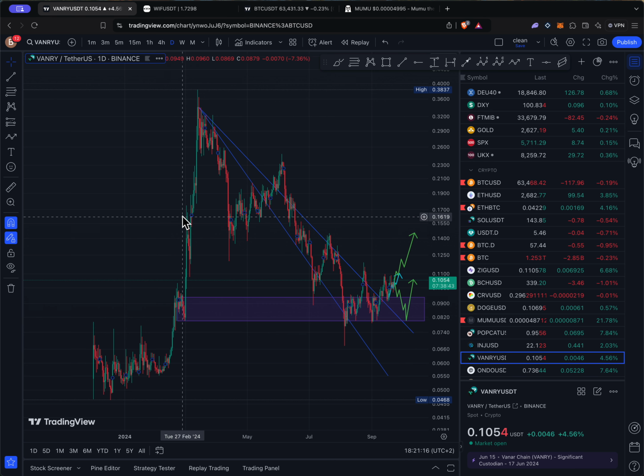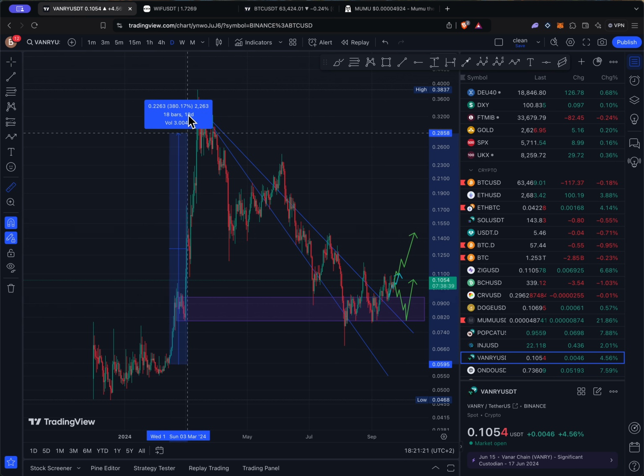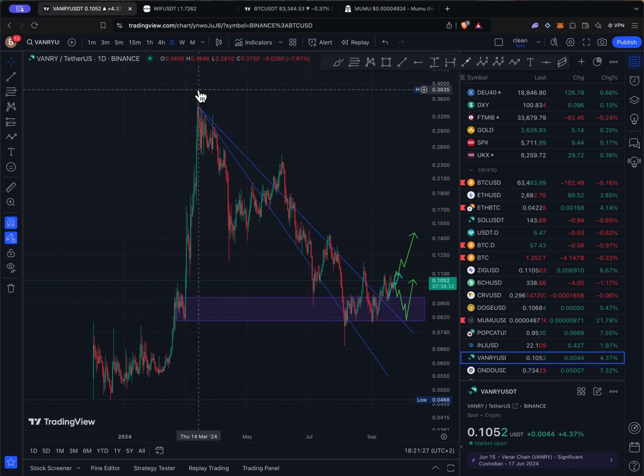Exactly 1 month only up. Any other coin, guys?